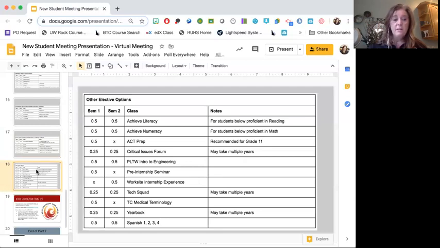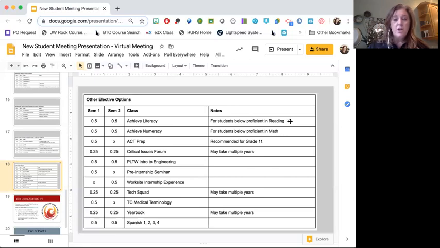All right, we're almost done with the classes that we offer. These are the last classes that we offer. These are elective classes. We offer 2 intervention classes, 1 for reading and 1 for math. So if you are below proficient, below grade level in reading or below grade level in math, we recommend that you sign up for Achieve Literacy. It can be taken 1 semester or both, and or Achieve Numeracy, which can also be taken 1 semester or both if you are not proficient or grade level in math.